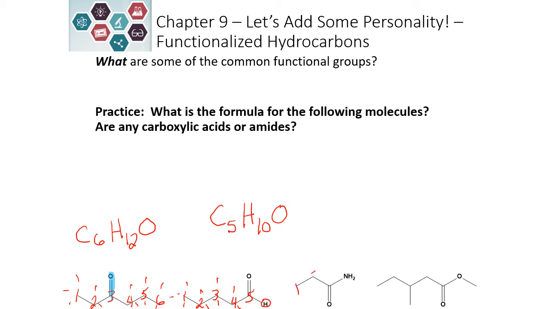We have 1, 2, 3 carbons. We look at the hydrogens: 1, 2, 3, 4, 5, 6, 7. And an oxygen and a nitrogen. Because we have oxygen and nitrogen, when we write our formulas, we write them in alphabetical order, so the nitrogen would come first and then the oxygen.